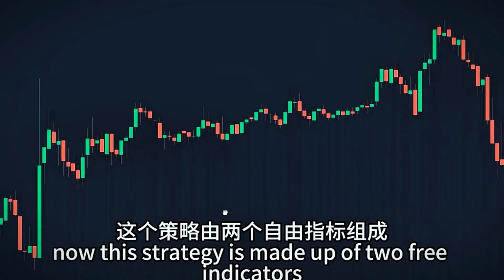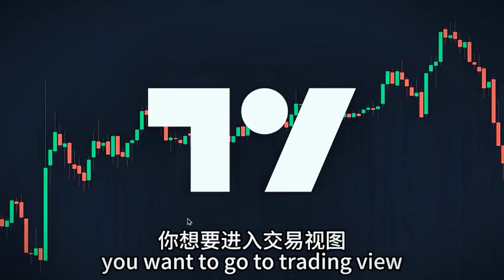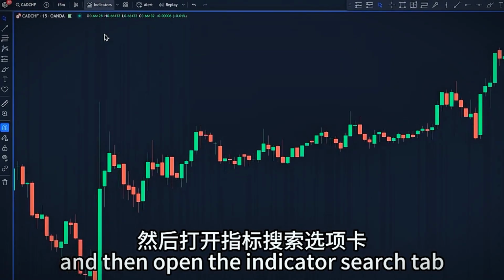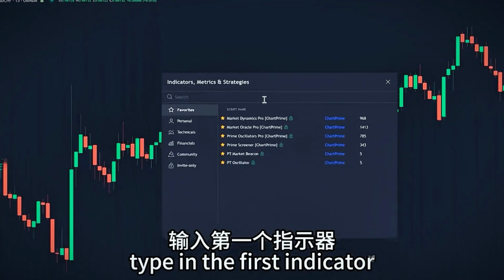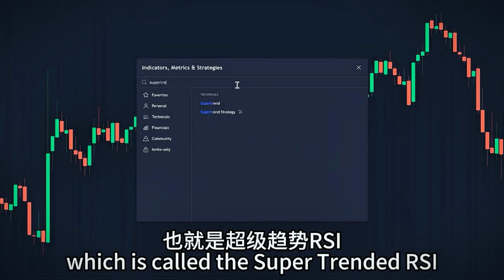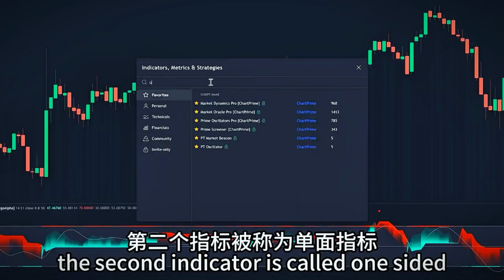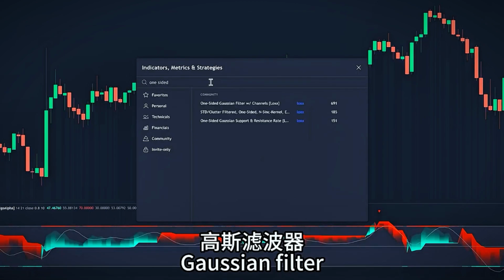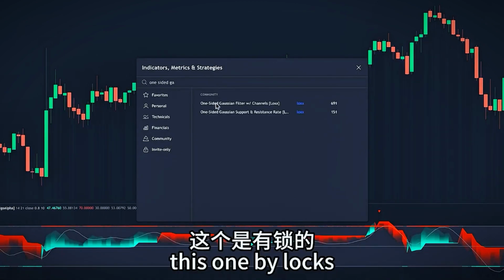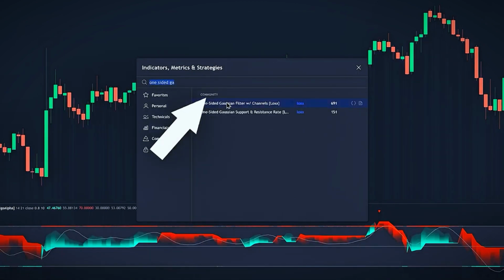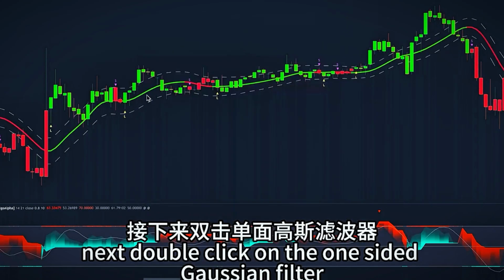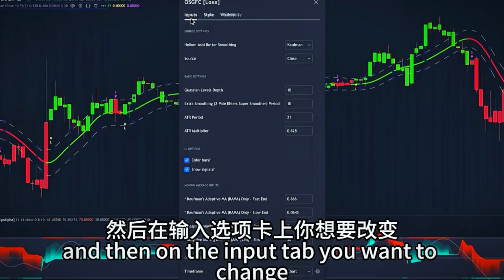Now, this strategy is made up of 2 free indicators. To add them to your chart, you wanna go to TradingView and then open the indicator search tab. Type in the first indicator, which is called the Super Trended RSI, this one by Algo Alpha. The second indicator is called One-Sided Gaussian Filter, this one by Lux.